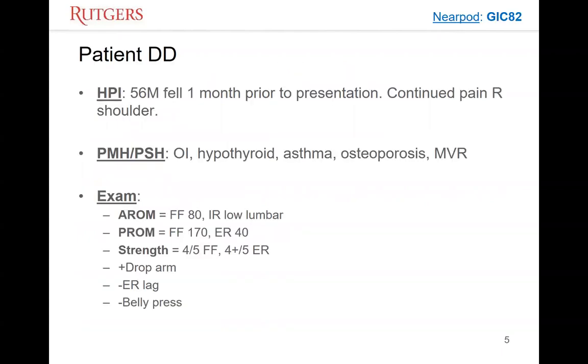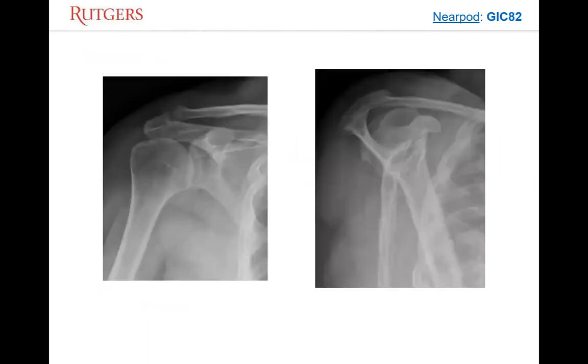So to start out, our first patient is a 56-year-old male who fell a month ago and continued to have right shoulder pain, limiting his function. He has a past medical history, interestingly, of OI, although he has not had any fractures. On exam, he has forward flexion to 80 and internal rotation to low lumbar level. Passively, he has full range of motion. His strength is significantly diminished, and he has a positive drop arm test.